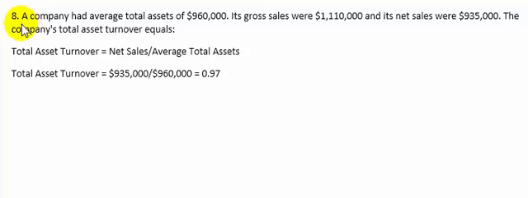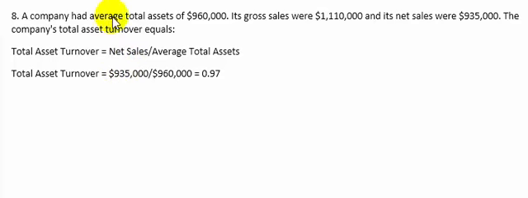Number 8, a company had average total assets of $960,000. Its gross sales were $1,110,000, and its net sales were $935,000. The company's total asset turnover equals what? Well, you always use net sales. You don't use gross sales. You use net sales, which in this case would be 935.